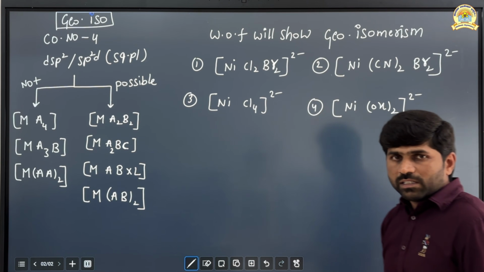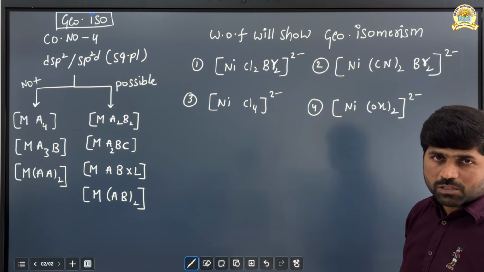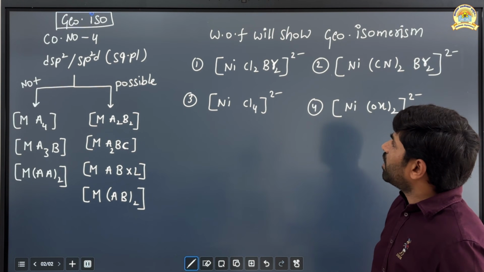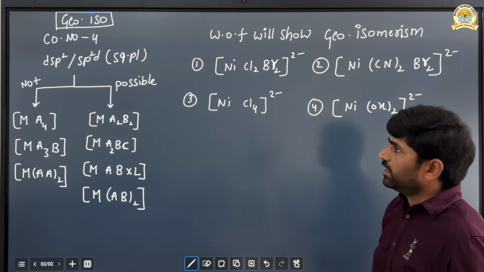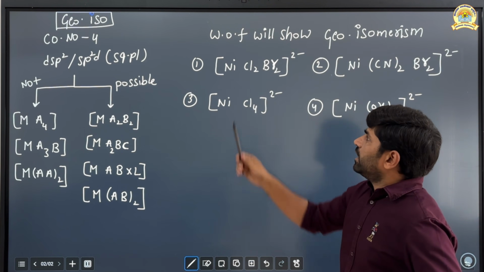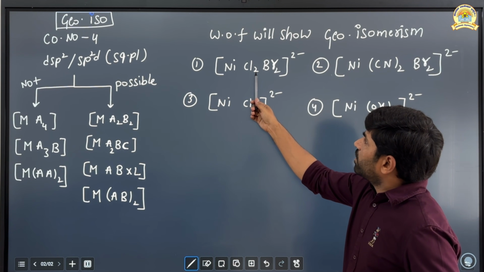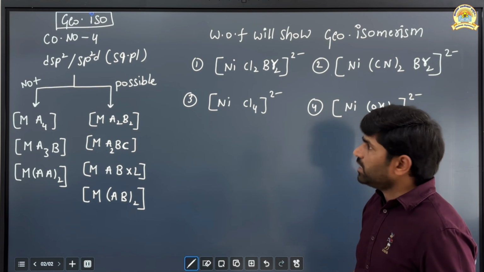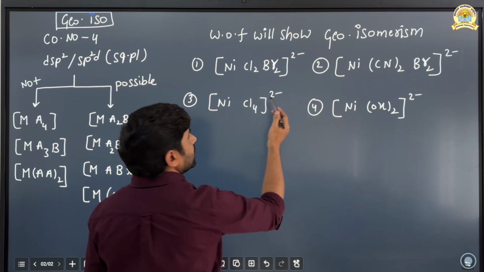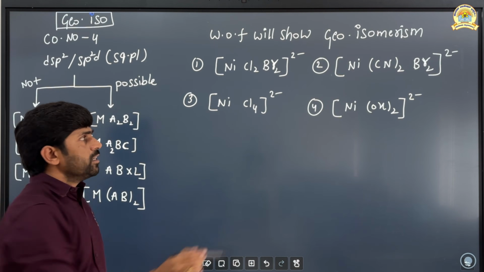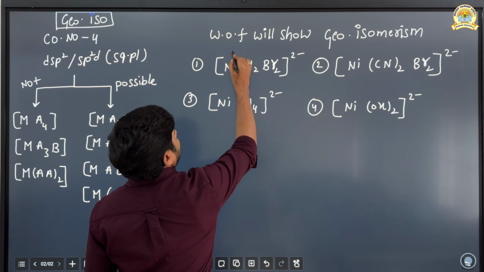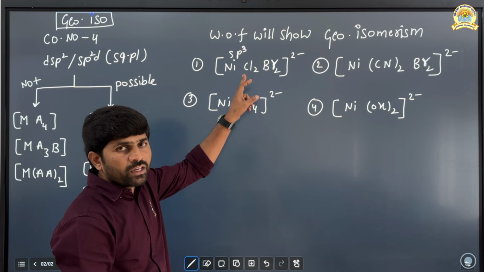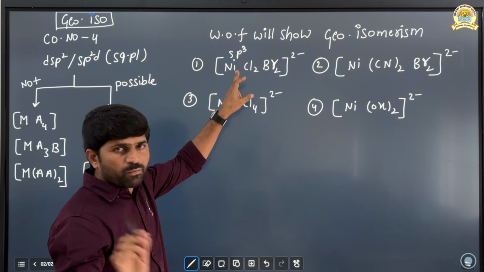So let's solve some questions based on this topic, geometrical isomerism. Which of the following will show geometrical isomerism? Which complex shows geometrical isomerism? Let's observe these complexes. In the first option, nickel(II) with chlorido and bromido is given. Chlorido and bromido are both weak ligands, so the pairing of electrons does not take place. It undergoes sp3 hybridization, which means tetrahedral geometry. They will not show geometrical isomerism.